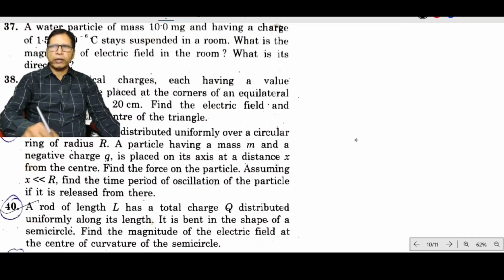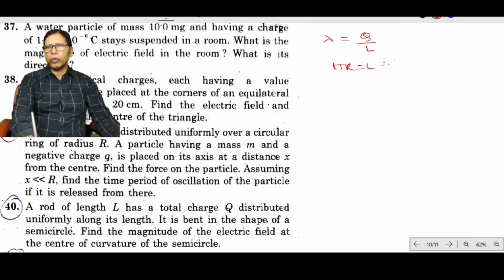Now question number 40. A rod of length L has a total charge Q distributed uniformly along its length. It is bent in the shape of a semicircle, and we need the magnitude of the electric field at the center of curvature of the ring. Now, what is the linear density of charge? Linear density of charge lambda equals Q by its length. If R is the radius of the semicircular path, then pi R equals L. Therefore, R equals L by pi.